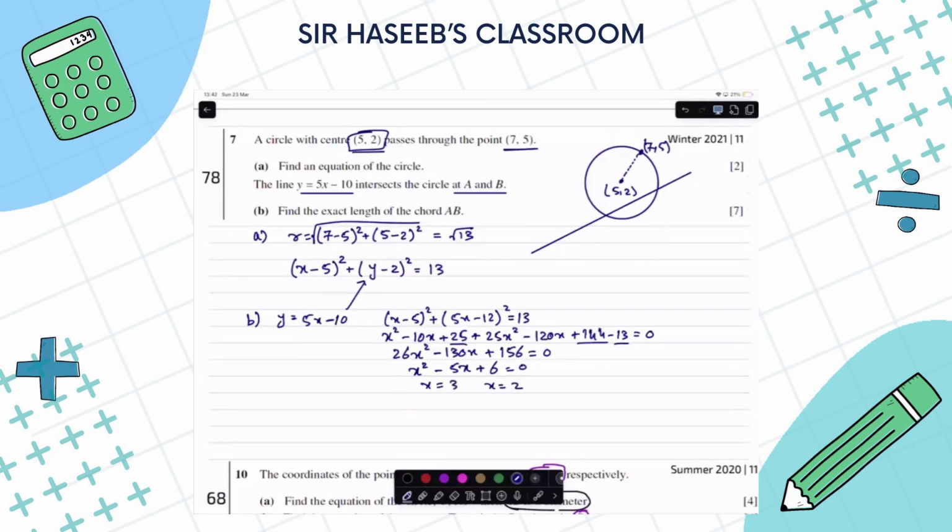Okay. And the y values would be 5 times 3 is 15 minus 10 is 5. 5 times 2 is 10 minus 10 is 0. So (3, 5) and (2, 0), right? So now the length would be basically the square root of (x2 minus x1) whole square plus (y2 minus y1) whole square. 1 plus 25 is root 26. Get it? Yes.